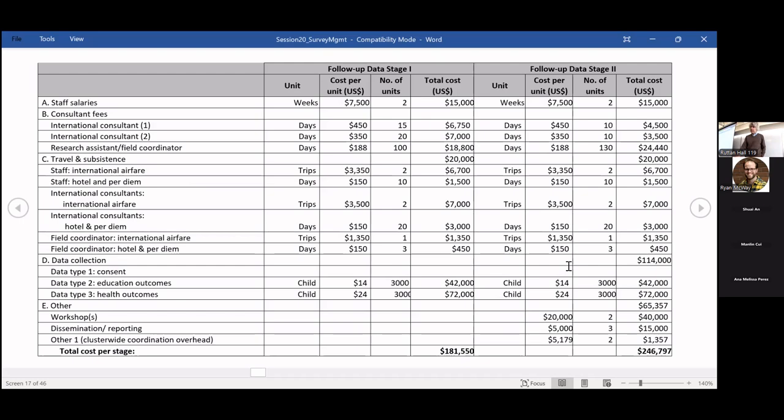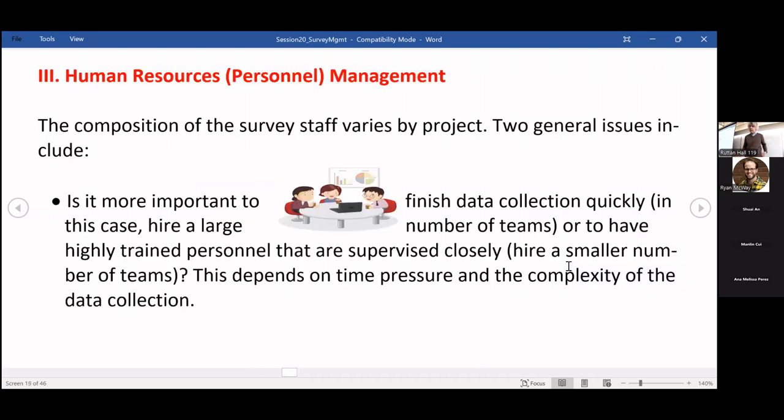Okay. Well, this budget continues on. There's more stuff in it. So again, you can take a look and see what it is. Okay. Then there's also just managing the survey, from the point of view of human resources, or just being the boss of everybody, or something like this.